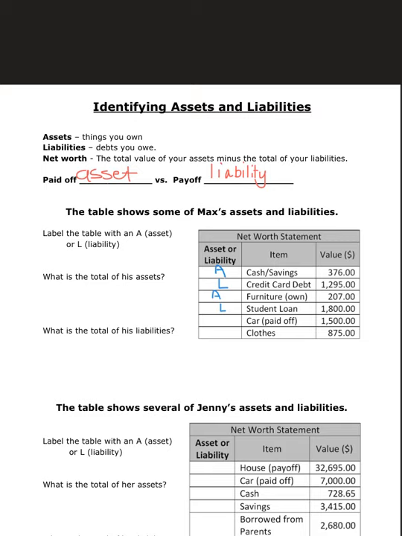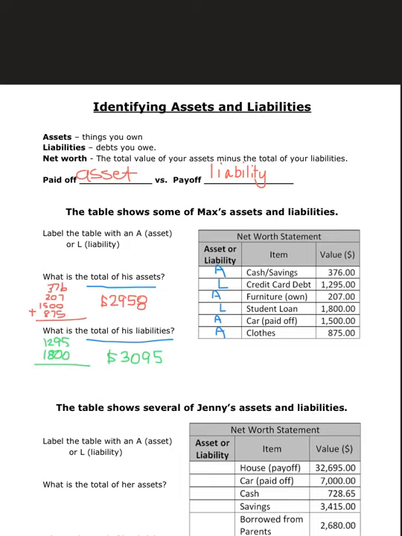A car, this says it's paid off, so if it's paid off, you own it, making it an asset. Clothes, well, you buy the clothes, so you own the clothes, they're not somebody else's, so those are assets. Now we're going to go ahead and add up all of our assets and the liabilities, because it wants the total of assets, the total of liabilities.